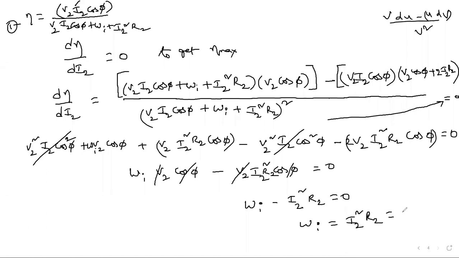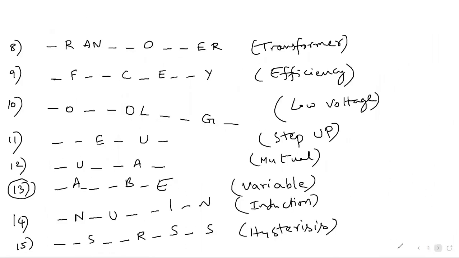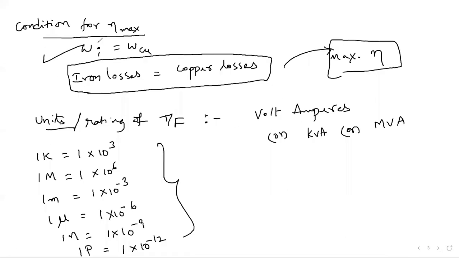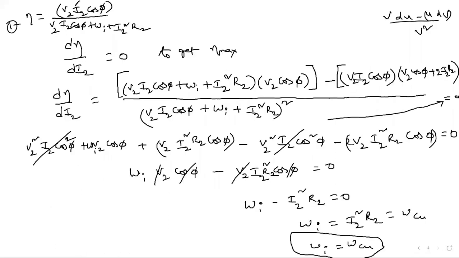What is I2 square R2? Copper loss. So Wi equal to WC. Understood now? The final conclusion, what I mentioned here. Obtain the condition for maximum efficiency, that is Wi is equal to WCU. Iron loss is equal to copper loss. We obtain this from the simple differentiation of the efficiency formula. Clear all of you? Yes, sir. Right. Note it down.